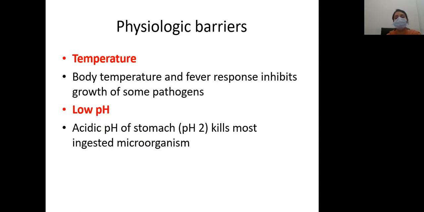Okay, next are physiological barriers. Physiological barriers means, number one, temperature, body temperature. What will body temperature do? Body temperature and fever respond to inhibit the growth of some pathogens. And low pH, the acidic pH of the stomach, kills most ingested microorganisms.